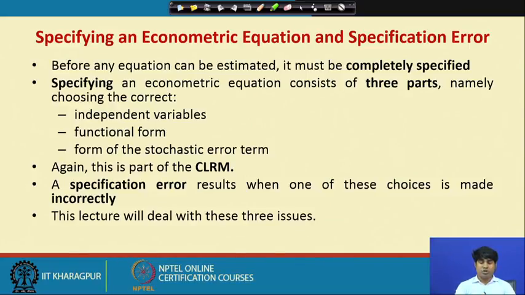Then the third is the form of the stochastic error term. The error term declaration should be as per the requirement and the identification. It should not be used for an uneven kind of situation where the variables may be identified, but unnecessarily we are saying that this can be taken care of by the error term. So, there are many different ways we can check misspecification: with respect to independent variables, the functional form, and the error term. These are all part of the CLRM, the classical linear regression model, and a specification error results when one of these choices is made incorrectly, in the simple way of understanding.